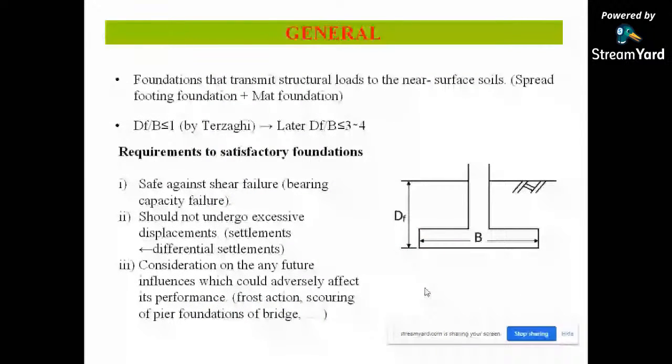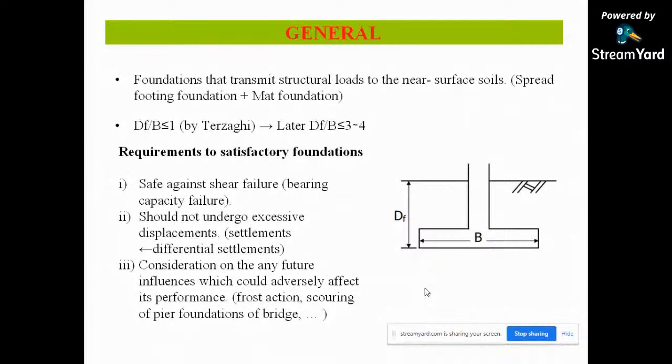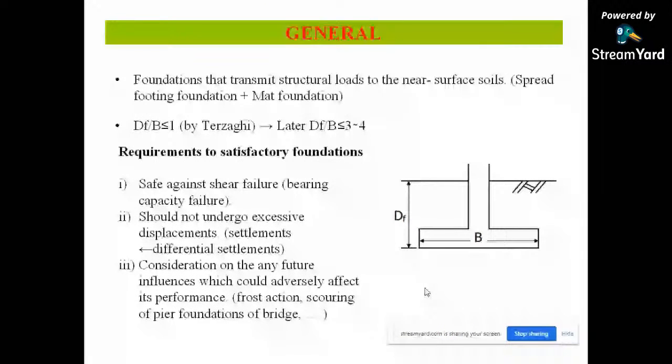Foundations that transmit structural loads to the nearby surface soils are spread footing and mat footing. This was given by Terzaghi. Later on, it was studied and it was said that Df upon B should be less than or equal to 3 to 4 meters. So, what are the requirements?